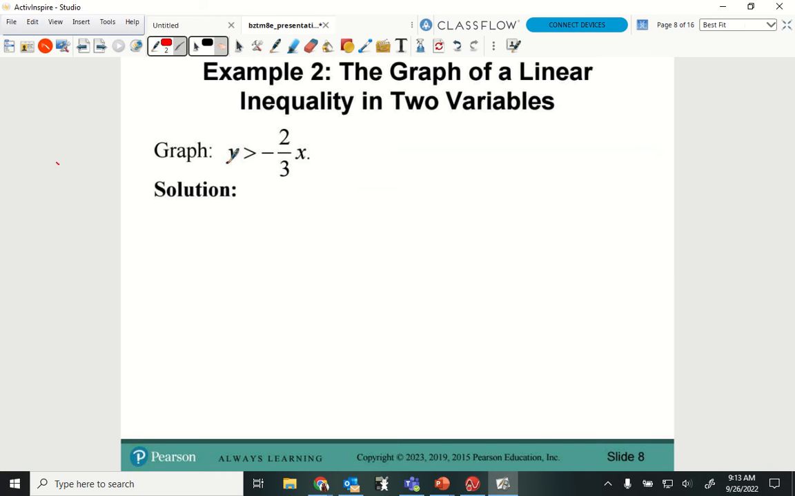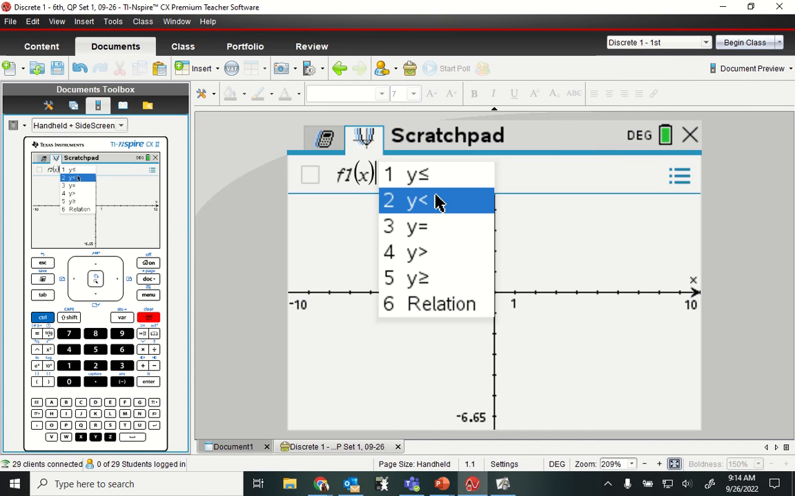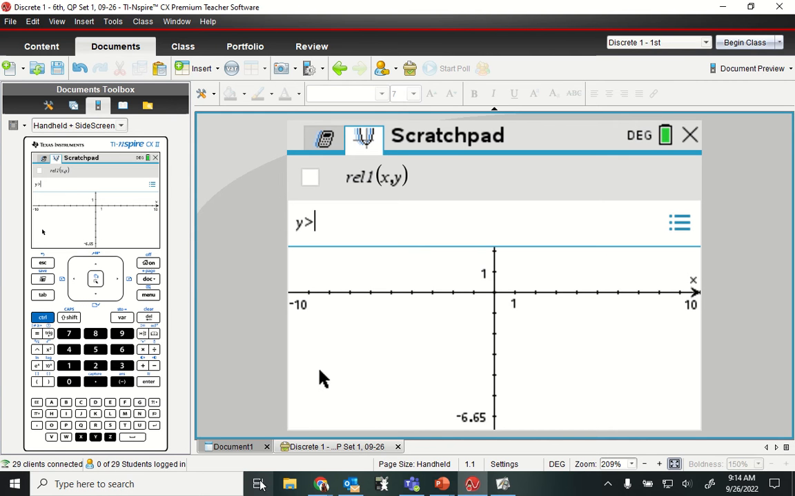So, looking at this, is this going to be a relation or a function? It's a function. Relation has x and y both on the same side. A function has y equals, or f of x equals. So, it says y is greater than negative 2/3 x. So, it is here. So, this represents my y equals. If you want to change it to y equals, you could. Y is greater than, like that.